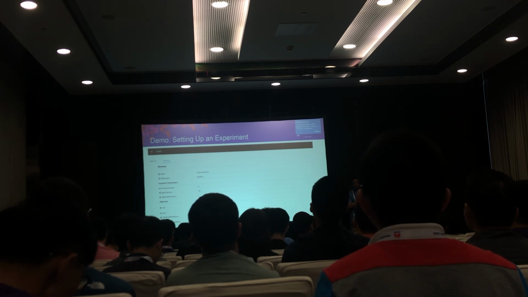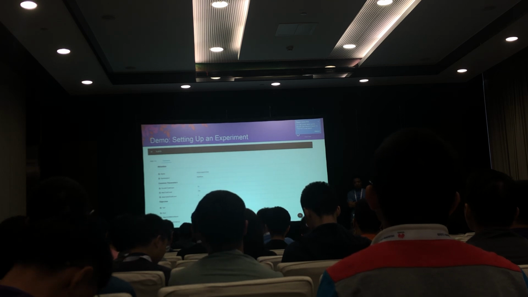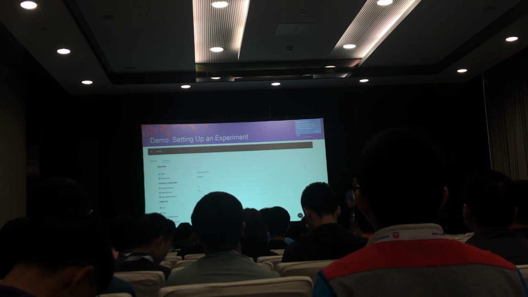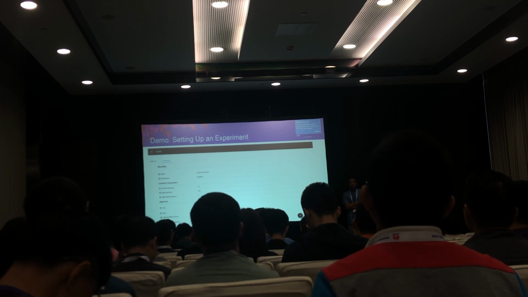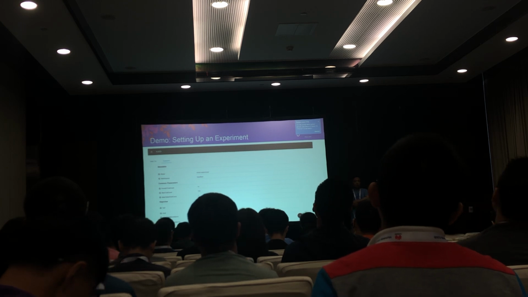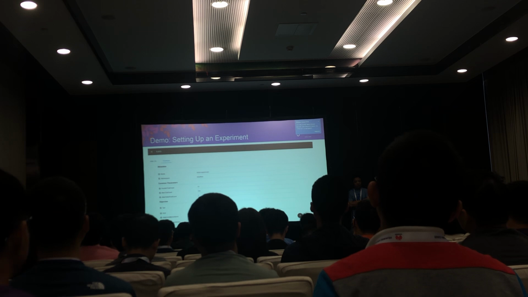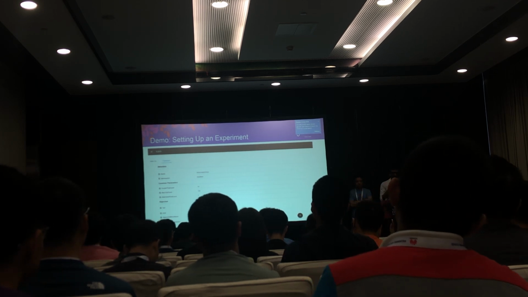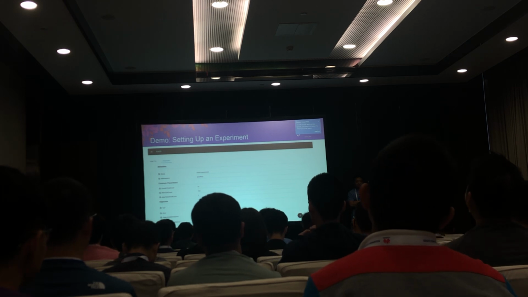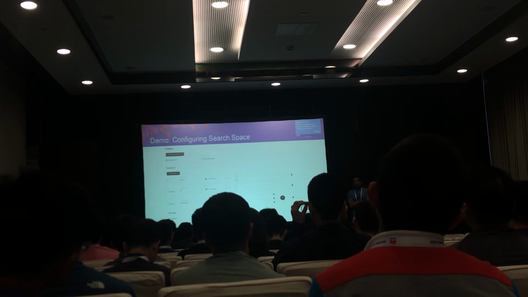The next is the objective, which says what my type is, whether I have to maximize or minimize. The objective metric name is the metric that I have to optimize, and the goal is the value that I have to reach. So this means I have to maximize validation accuracy to 99%. And I can provide additional metric names if I want to collect extra metrics during the process.